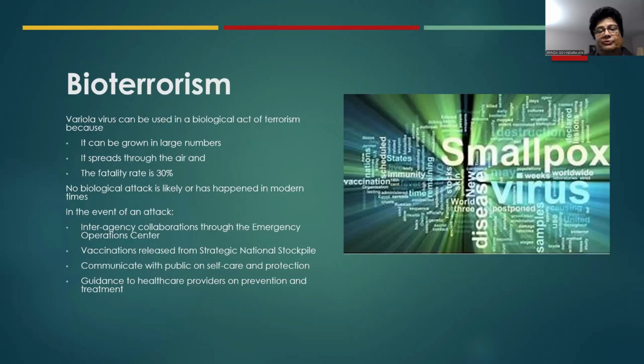However, since 9/11, there has been scare that smallpox is one of the 6 deadly infectious agents that can be used for bioterrorism. Variola virus can be used for bioterrorism because it can be grown in large numbers. It spreads through the air and it has a high fatality rate of 30%. No biological attack has ever happened so far.